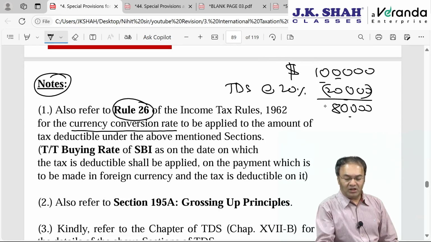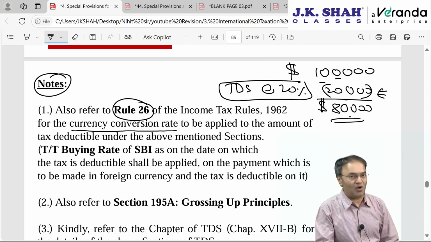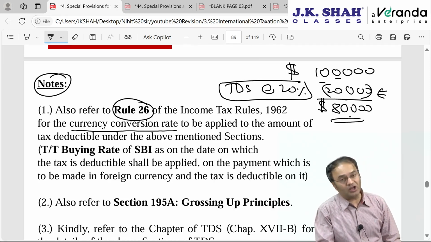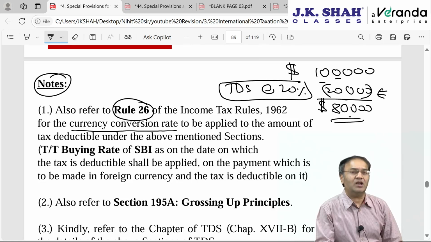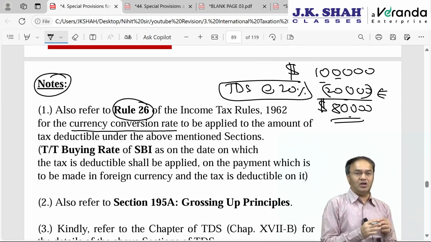$80,000 you paid. Now you could pay $80,000, that's fine, but TDS has to be deposited in government account in terms of Indian rupees only. Then what to do? The answer, will have to convert TDS amount from dollar to Indian rupees. Agreed. At what rate? Answer, by applying telegraphic transfer buying rate, TTBR of State Bank of India. That's a fixed thing. In entire Income Tax Act we follow TTBR.